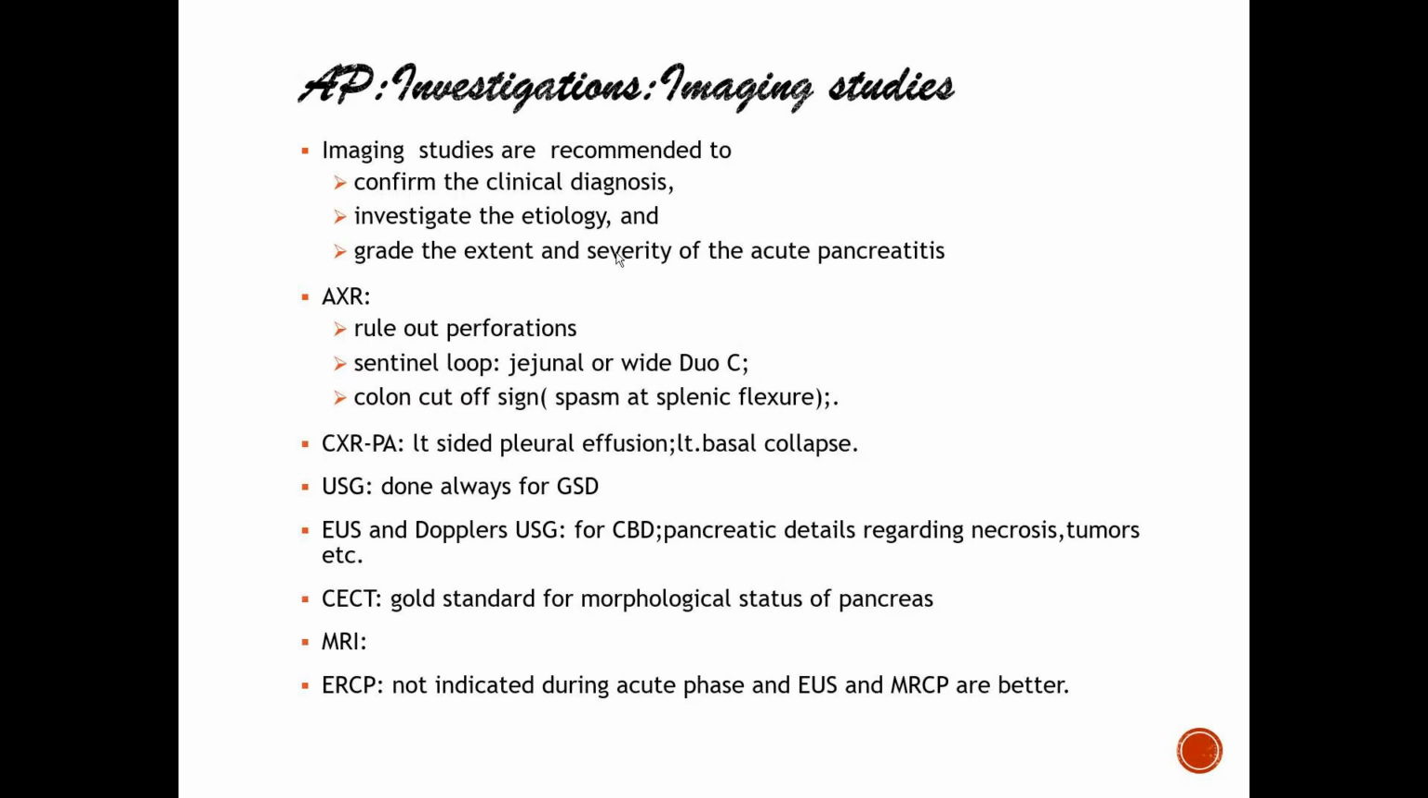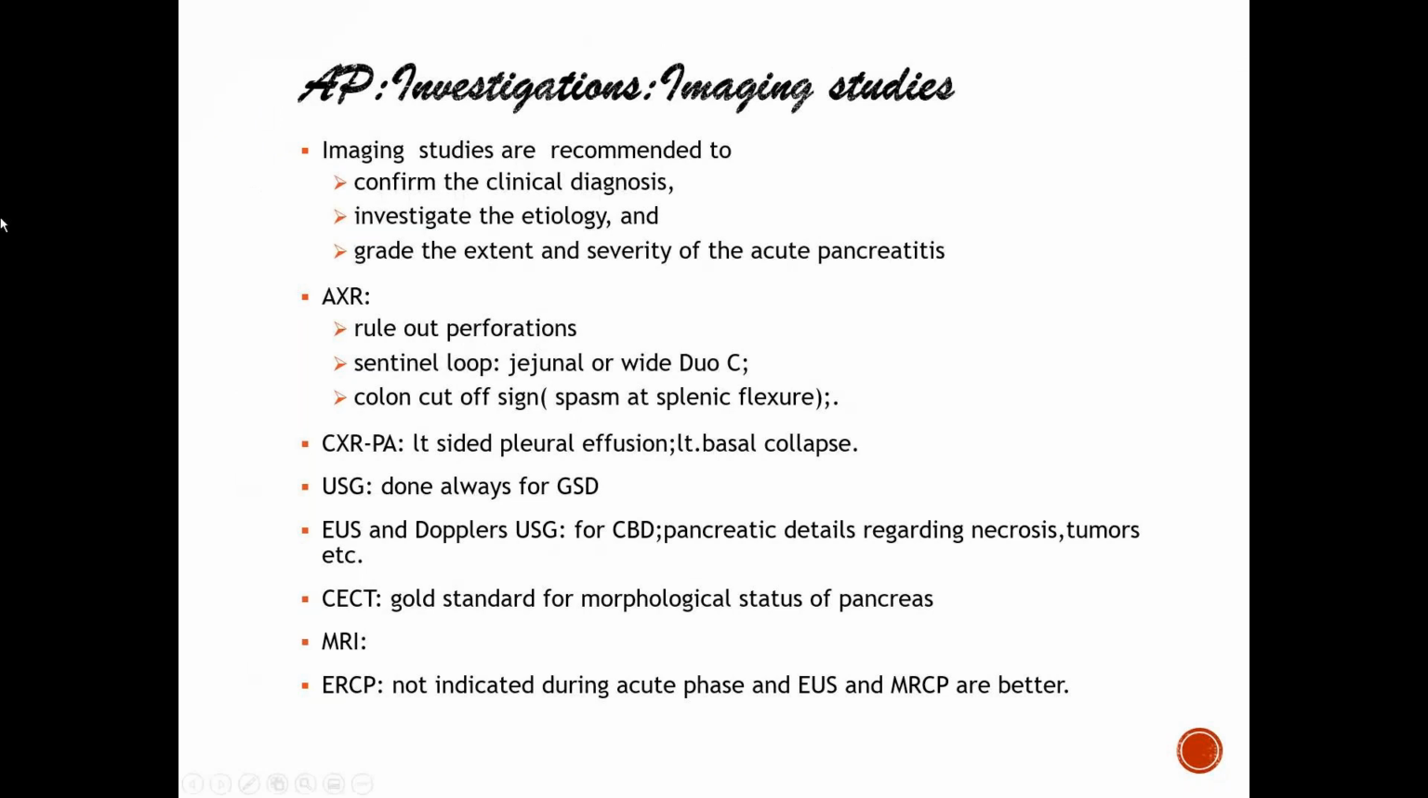Number two, you can have a sentinel loop. You find an isolated gas loop, either a jejunal gas loop or a widened duodenal C, and that is because of a localized paralytic ileus. So a sentinel loop is a localized paralytic ileus: because of proximal constriction and distal constriction, in between air gets trapped. Or you can have a colon cut-off sign, a similar thing because of spasm at the splenic flexure. So the air gets entrapped in the transverse colon, giving you the colon cut-off sign. We'll show you the next picture.